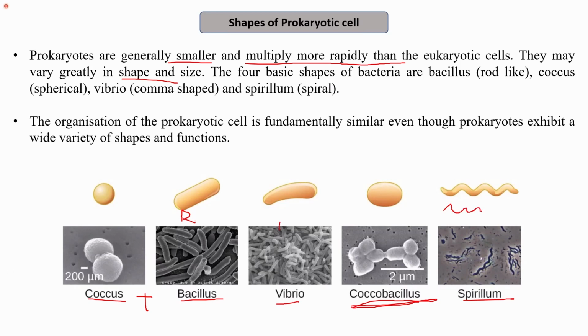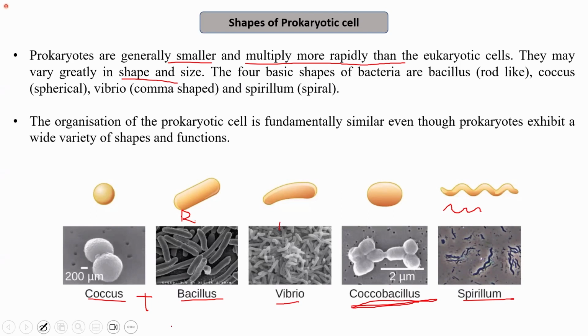So a variety of shapes are conferred to the kingdom Monera. Prokaryotes have a variety of shapes, based on which they can further be classified into coccus, bacillus, vibrio, cocobacillus, and spirillum. 4 basic shapes are coccus, bacillus, vibrio, and spirillum. Cocobacillus is a combination of both coccus and bacillus.